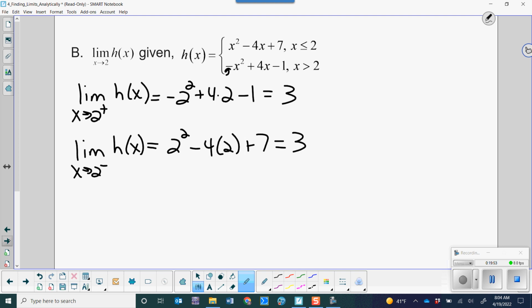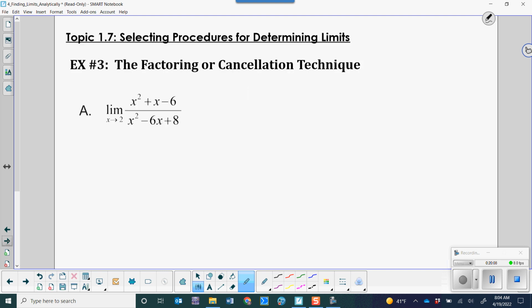And so, therefore, the limit as x approaches 2 of h of x is in fact 3, because the left and right are the same. If they were not the same, then we would say the limit does not exist. Okay? All right, so let's just figure out kind of what we need to do here.